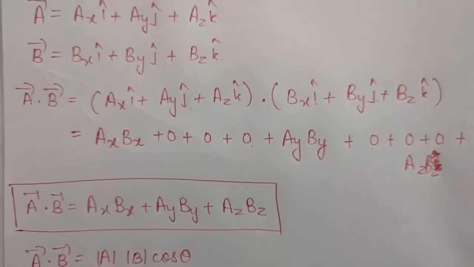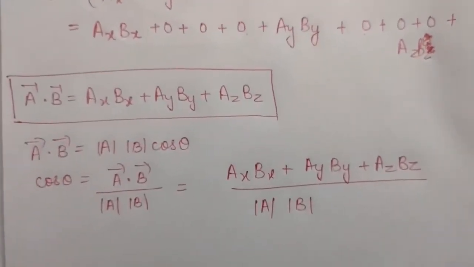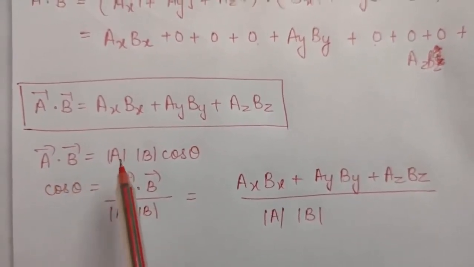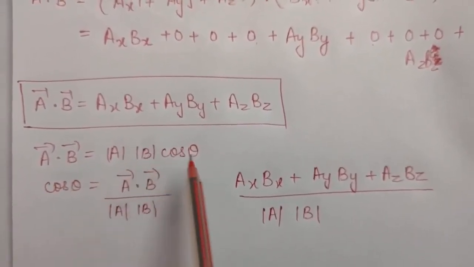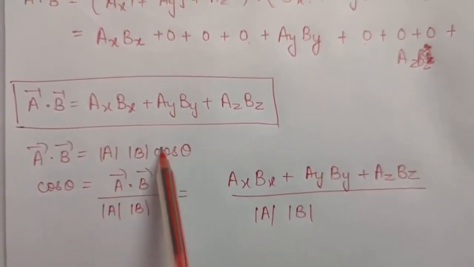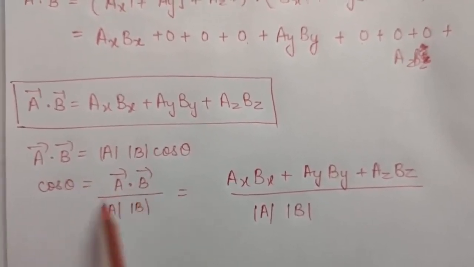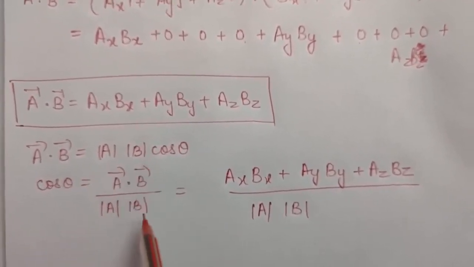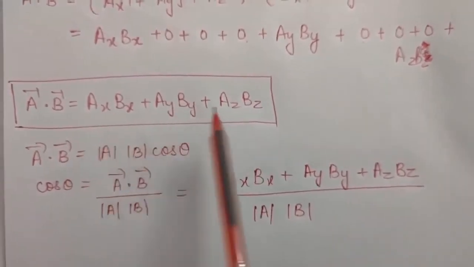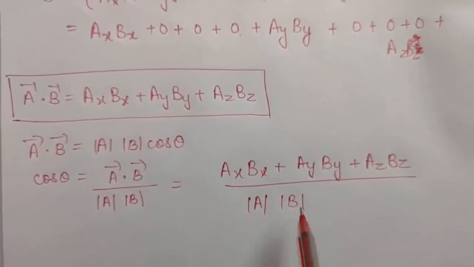Now, if you have to calculate the angle between them, then we can calculate the angle by the dot product only. See, you know the formula: A dot B is magnitude of A into magnitude of B into cos theta, where theta is the angle between A and B. So from here, cos theta will come to be A dot B upon magnitude of A, magnitude of B. Okay, so now as we have calculated, A dot B is AX BX plus AY BY plus AZ BZ, upon magnitude of A and magnitude of B.